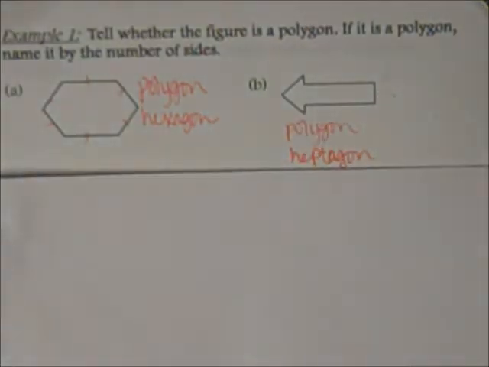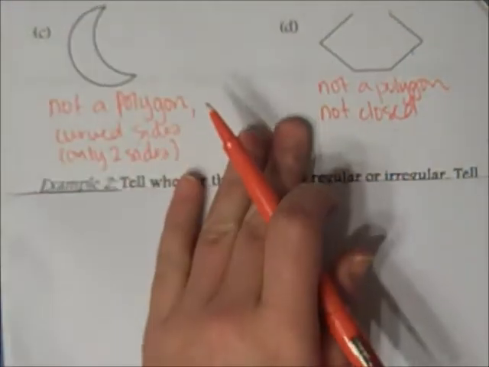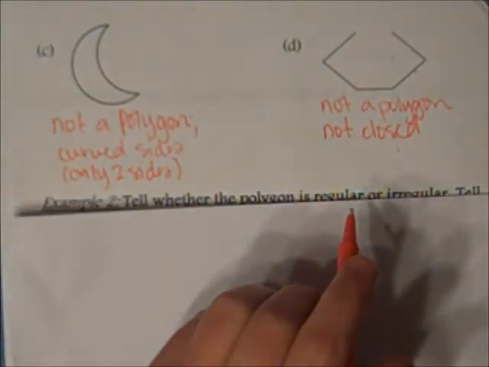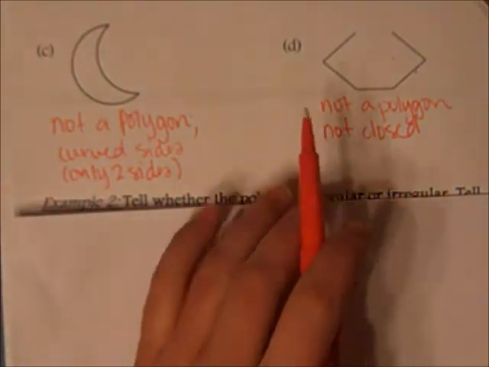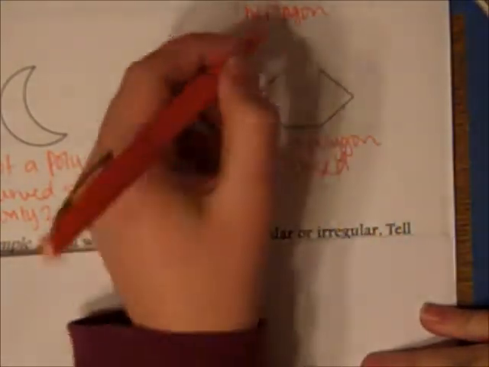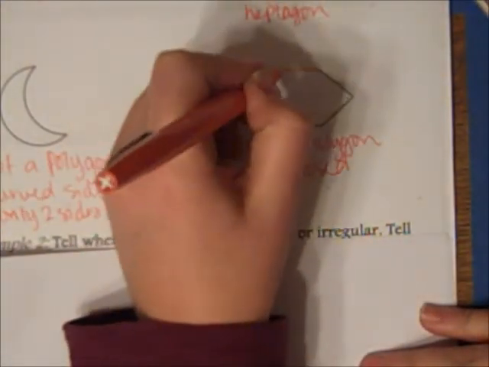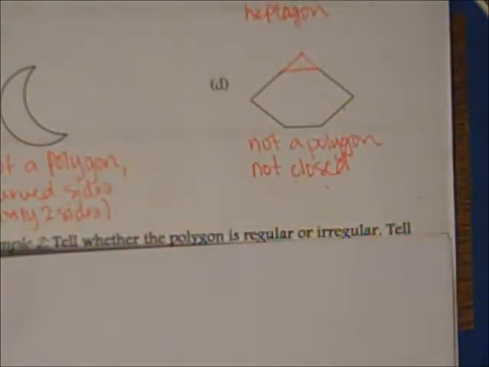Okay, y'all pause and try C and D. Okay, C is not a polygon because its sides are curved, and because it only has 2 sides, so it has to have 3 straight sides to be a polygon, so that is not one. D is also not a polygon because it's not closed. If I drew in a last side, or if I extended these until they met, either way that would make it a polygon, but because it was left hanging open, that is not considered a polygon.